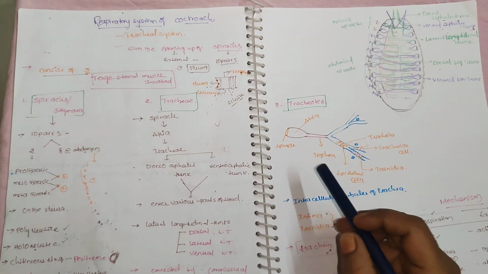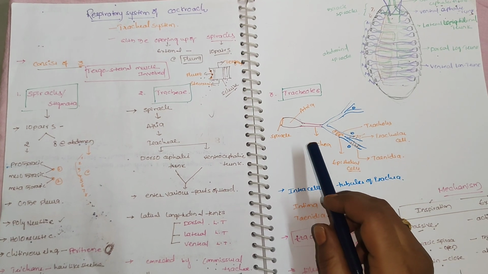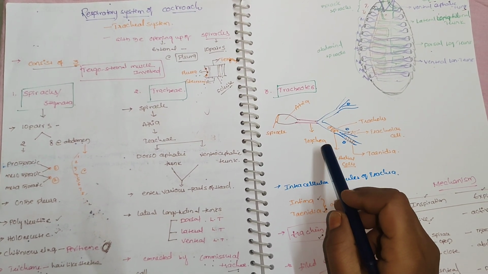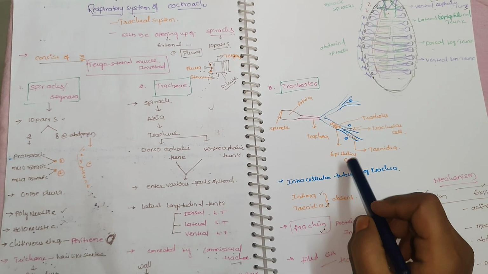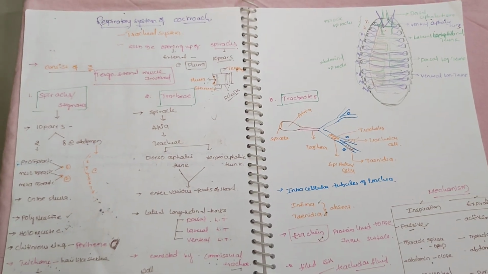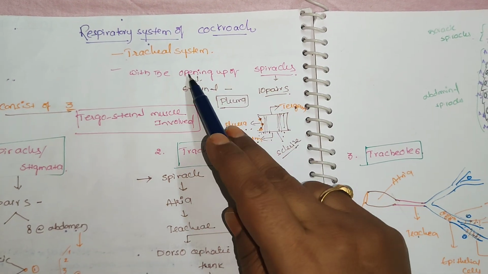Hello everyone, the topic is respiratory system of cockroach. Already we are done with digestive system and circulatory system of cockroach. These three questions are important 8 marks questions in the IPE. So here the respiratory system of cockroach is also called the tracheal system.